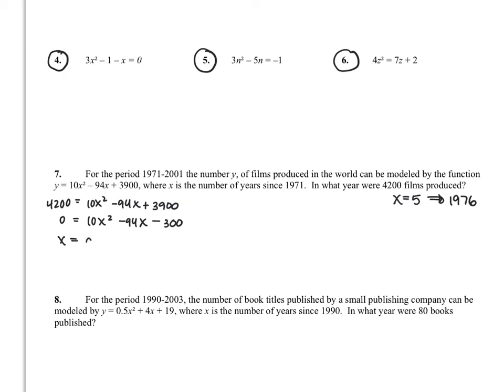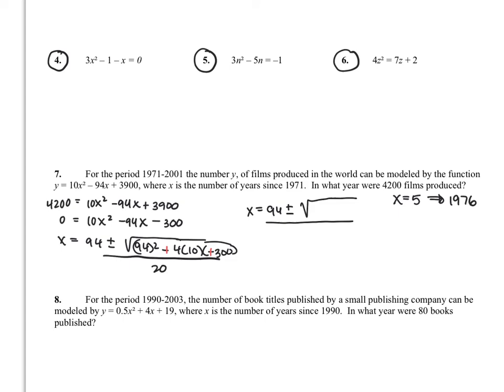So x will equal 94 plus or minus the square root of 94 squared minus 4ac, all over 2 times a, which is going to be 20. I notice right away I've got two negatives, so I can make that a positive. So I'm going to go to my calculator, and I'm going to calculate 94 squared and then plus 40 times 300. Pause your video and go ahead and do that, and let's see if you get the same number inside the square root as I do.